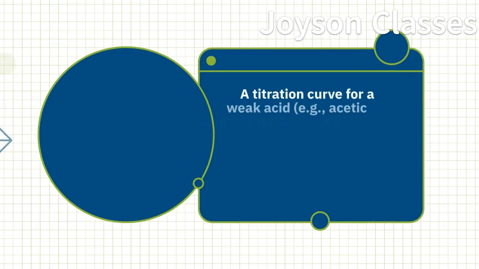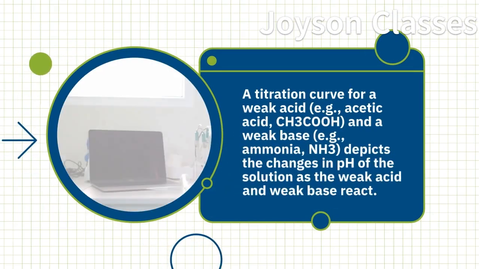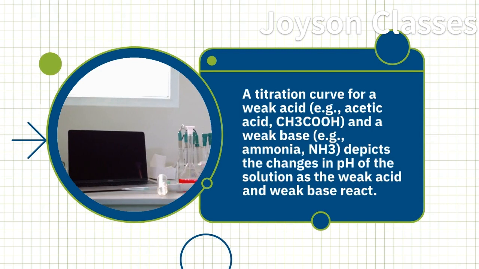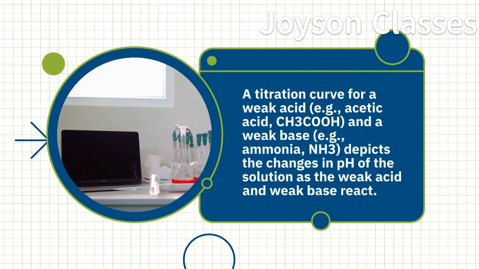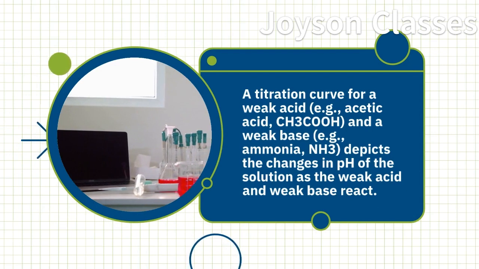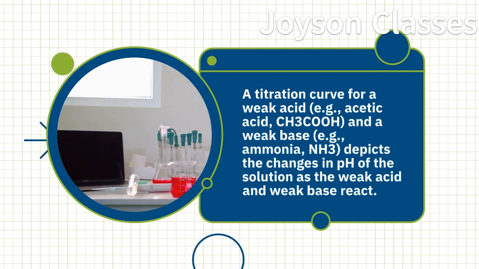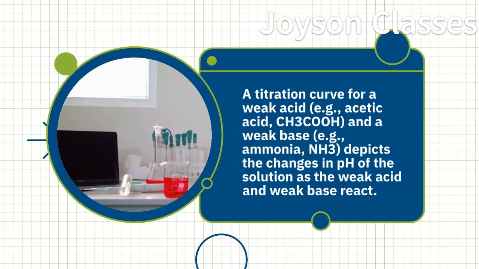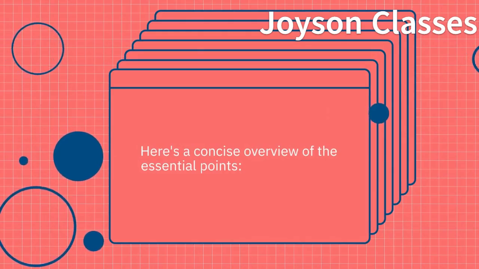A titration curve for a weak acid, e.g., acetic acid, CH3COOH, and a weak base, e.g., ammonia, NH3, depicts the changes in pH of the solution as the weak acid and weak base react. Here's a concise overview of the essential points.